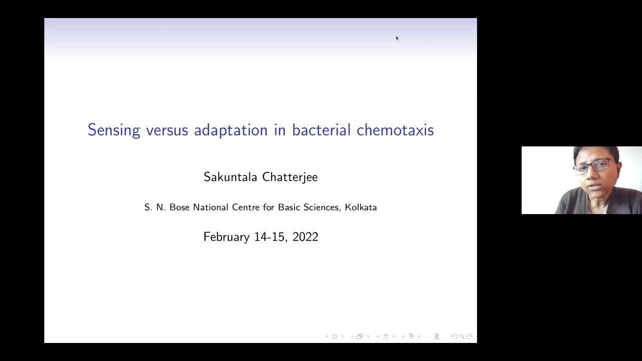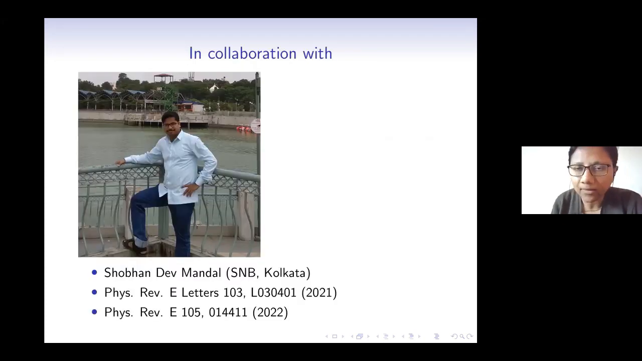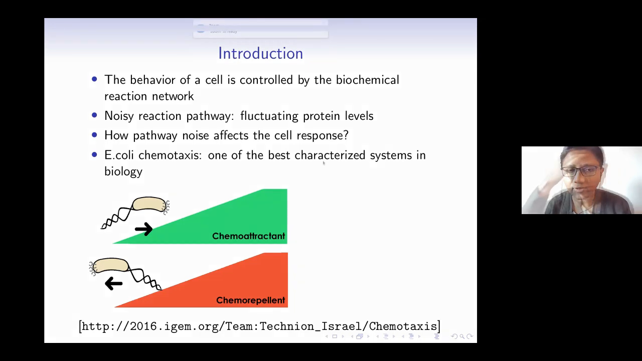So how a cell is going to behave in an environment is controlled by the reactions which are taking place inside the cell. Now, often such reactions can be noisy, in the sense that the protein levels or certain other chemicals which take part in the reactions can undergo concentration fluctuations inside the cell, which will definitely affect the outcome. So many people ask how this noise, which is anyway present inside the cell, affects the response of the cell, affects the cell behavior. And we answered this question for E. coli chemotaxis, the system that we are interested in.